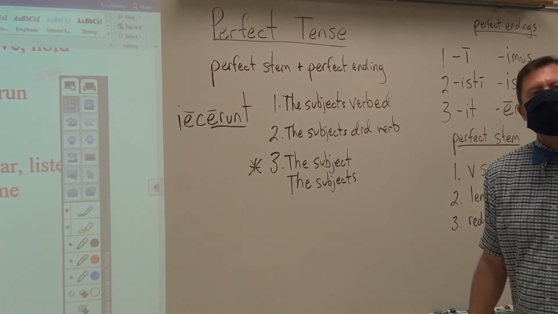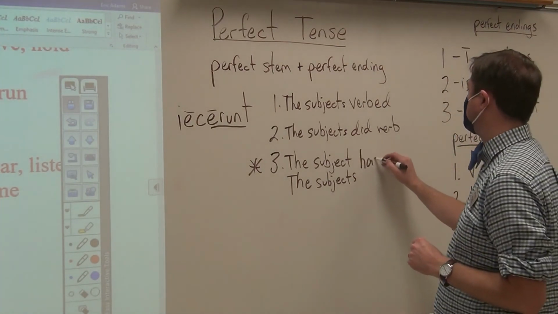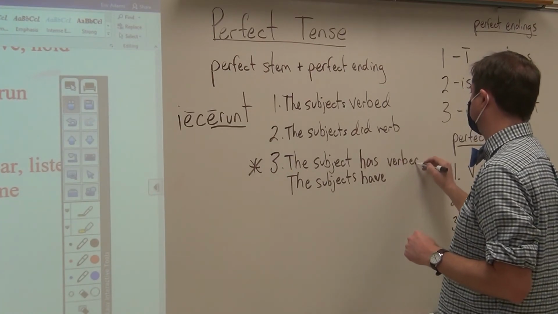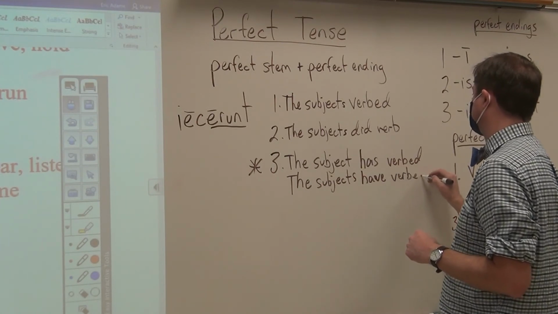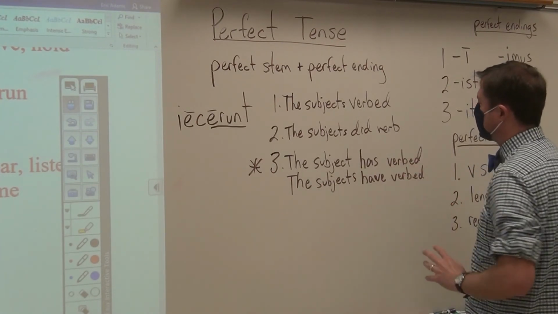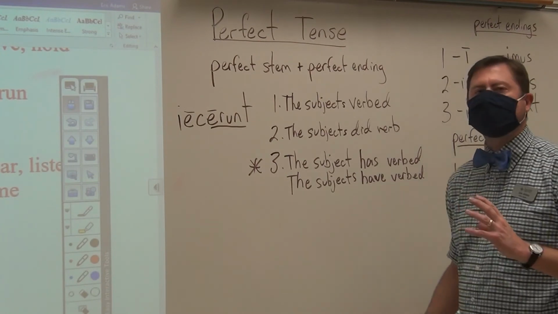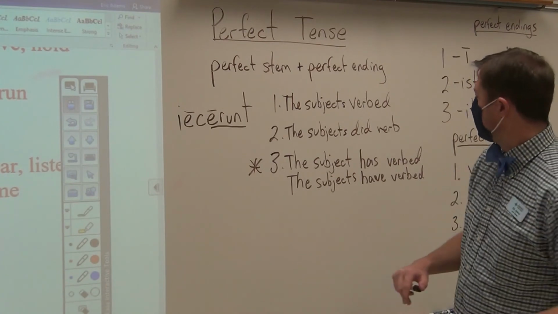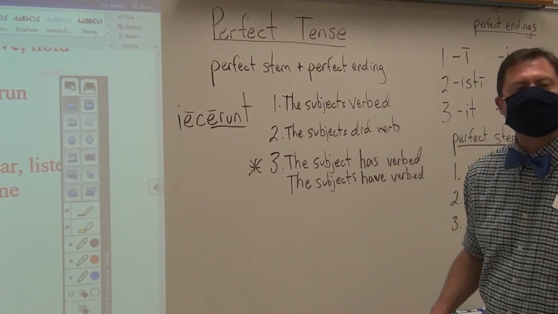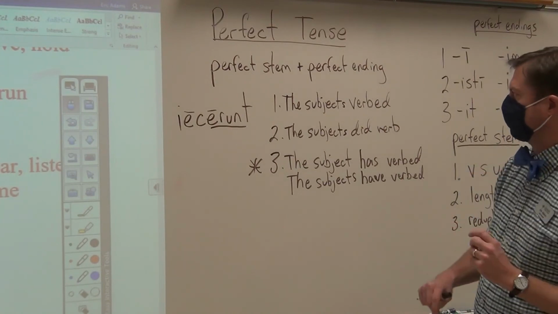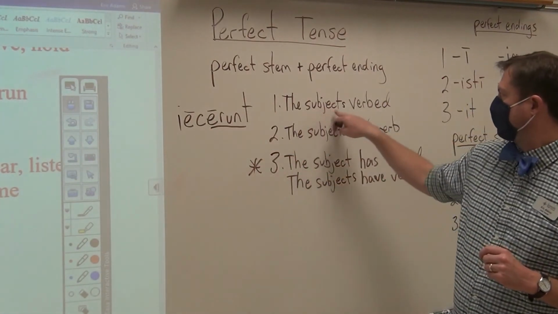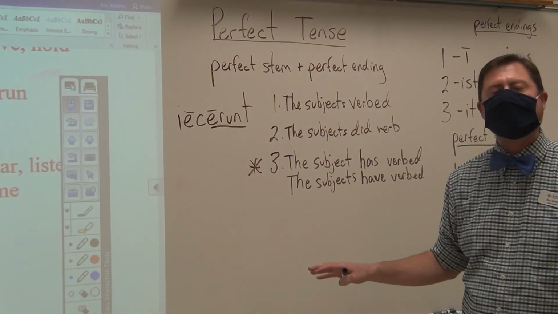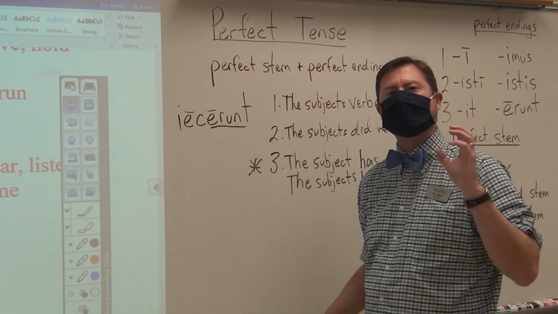is by using the English helping verb has or have, verb. So, whenever you say the subject has verbed, you are saying that the subject did it in the past and it's over. If you say the subjects have verbed, that is an expression to indicate it's over. So they threw, they did throw, they have thrown, and it is completely over and done.